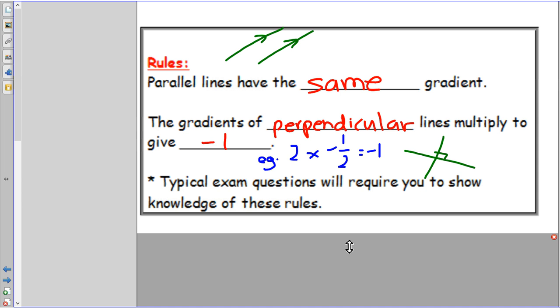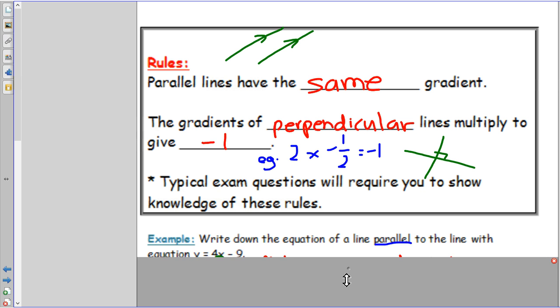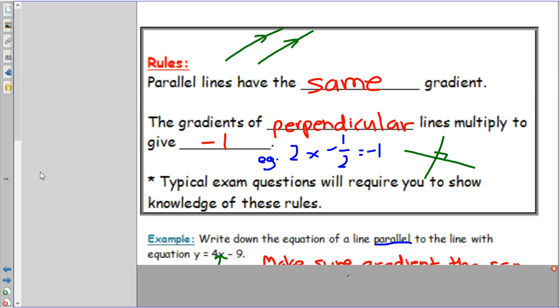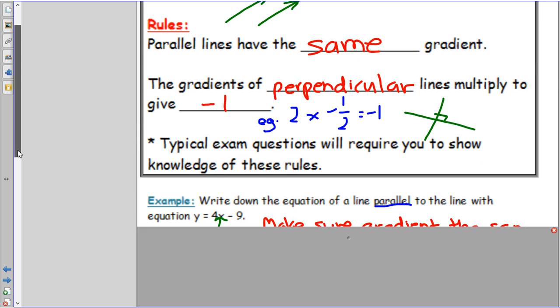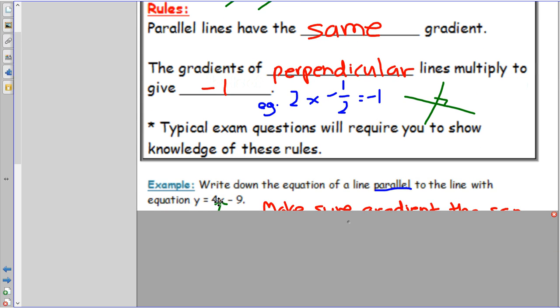So the way you would show that they were perpendicular is you would take their two gradients from their equations and multiply to prove that they equal -1. Here's a little example. Write down the equation of a line, any line, parallel to the line with equation y equals 4x minus 9. So what is the gradient of this line? That's right, it's 4, because this is a y-intercept, this is a gradient. So the gradient of this line is 4.